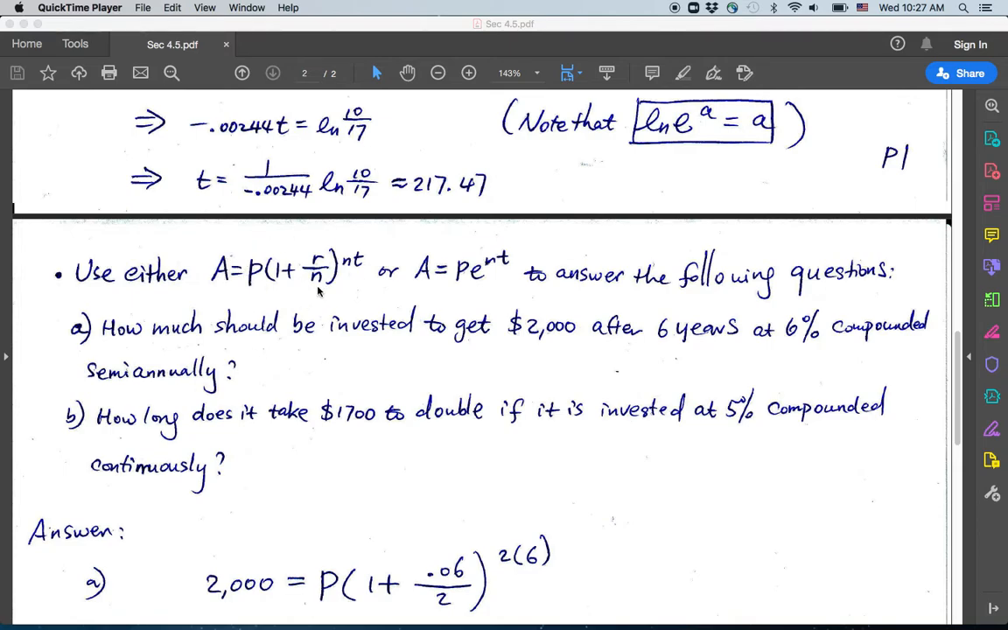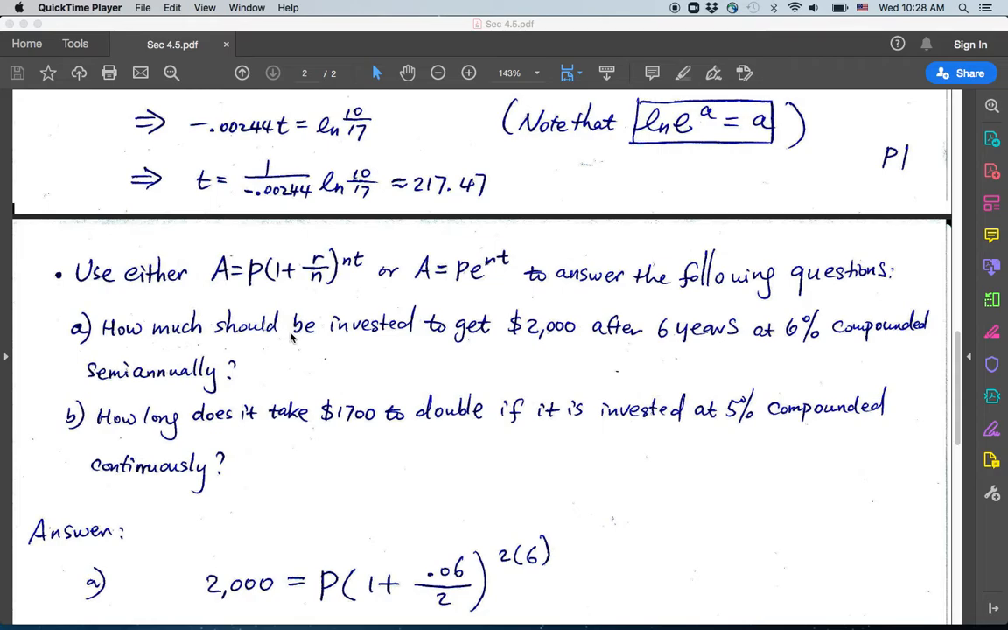Okay, so we're going to use this formula here. It's asking how much should be invested initially. So P, the initial investment, is unknown here. Total balance after 6 years needs to be 2,000. This 2,000 is our balance, A. 6 years is our T. N is the number of times the interest needs to be compounded per year. In this case, it's 2. And this little r is the annual interest rate in decimal. So 6%, if you convert into decimal, that's 0.06.